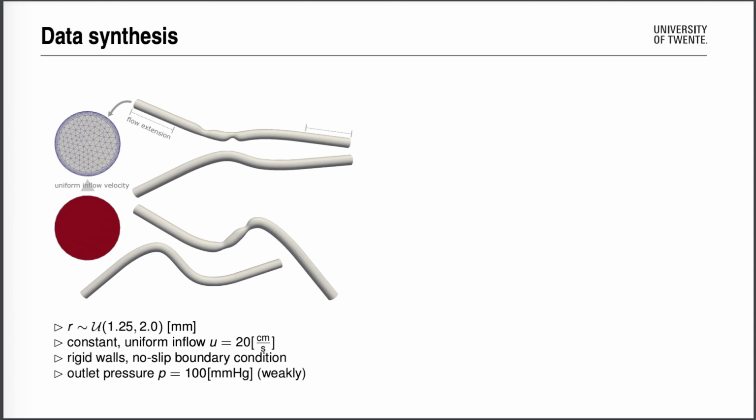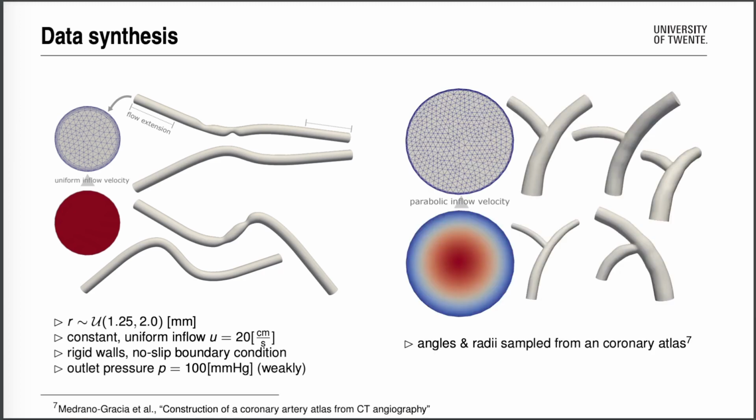To make things interesting, we also synthesized 2000 bifurcating artery models, modeling the left main coronary bifurcation. All of those consist of proximal main vessel, distal main vessel, and side branch, with all angles and radii sampled from an atlas of empirical coronary measurements.